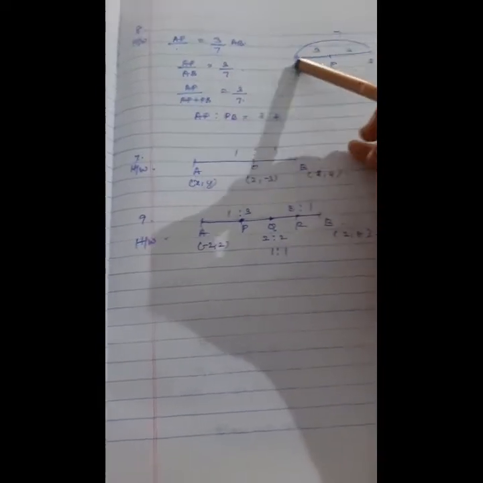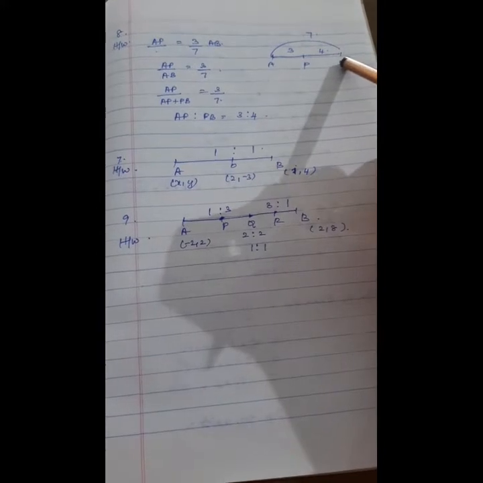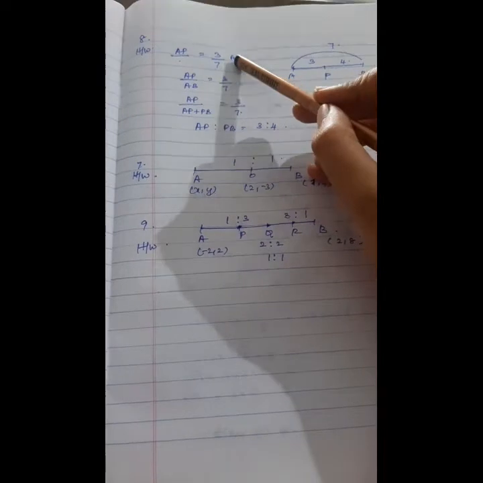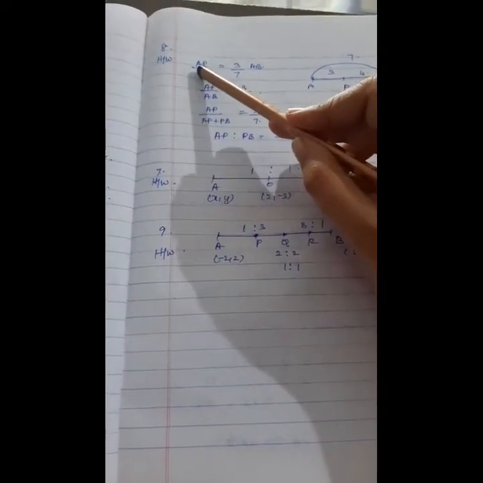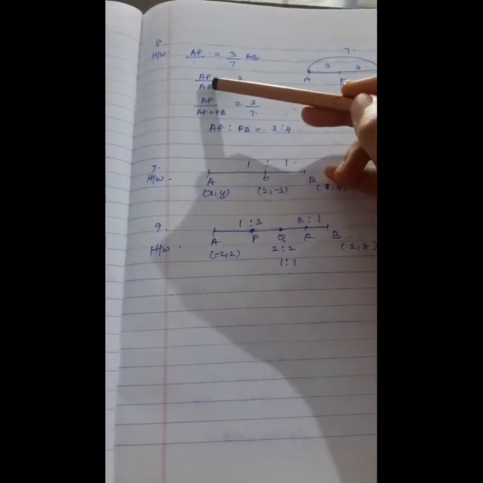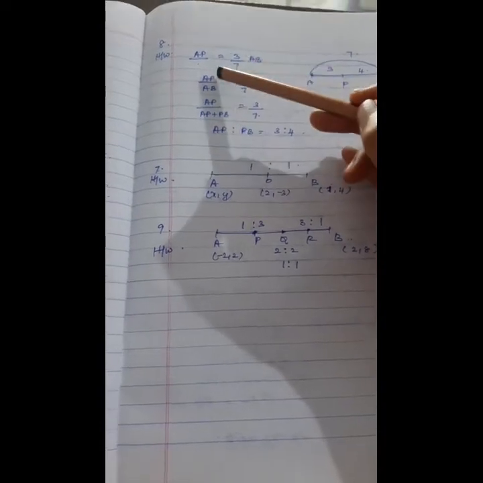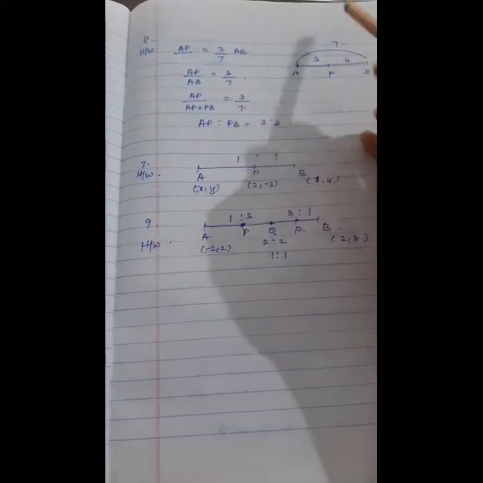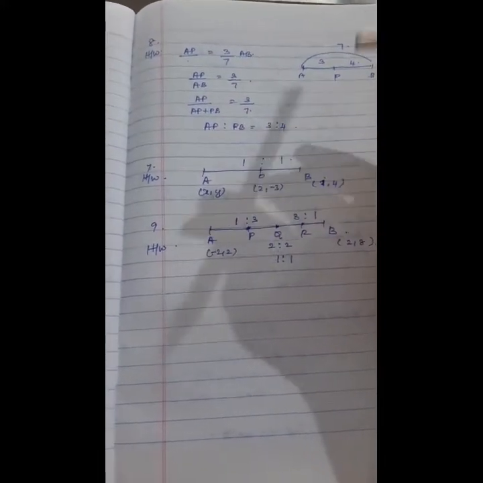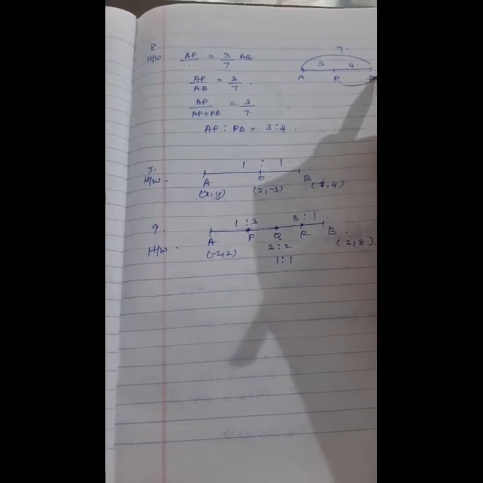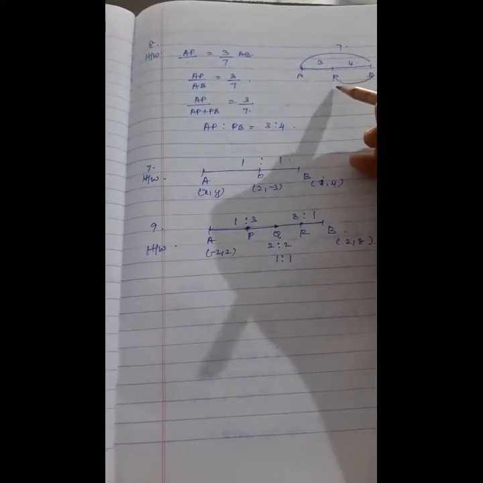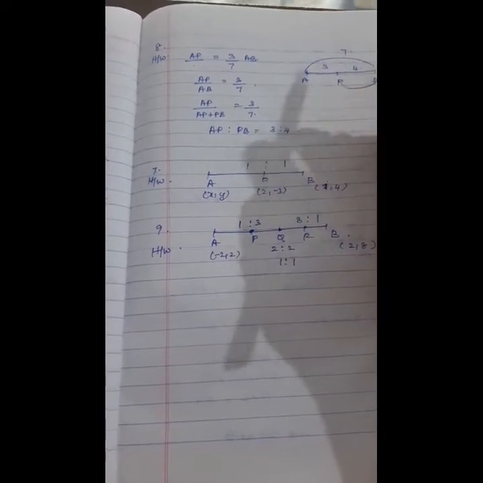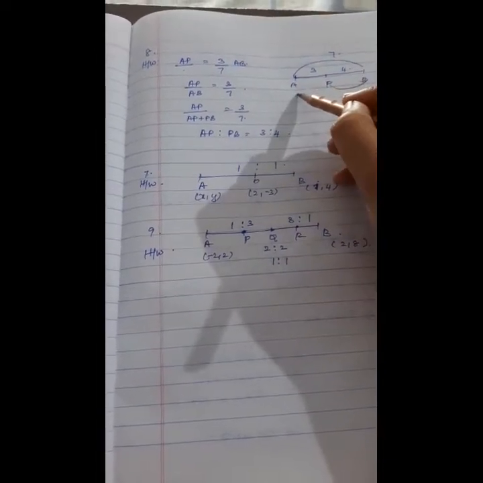What is AB? AB is the complete length of the line segment. Total AB is 7 parts and AP is 3 parts. When I am writing AP by AB, I am getting 3 by 7. AP alone is 3 parts. The complete line segment AB is 7 parts. Then what will be PB? PB is equal to 4 parts. So in what ratio the point P is dividing A and B? The ratio is 3:4.